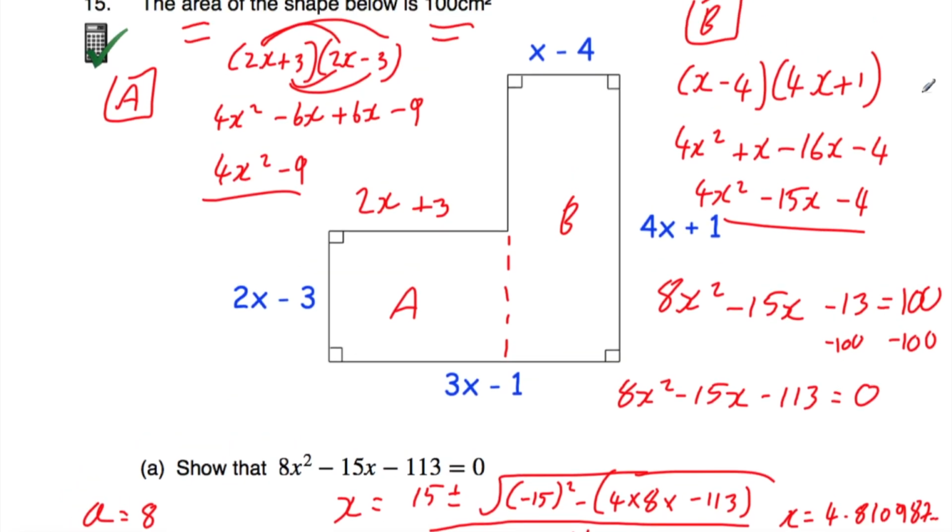So let's go back up to the shape. And we want to find an expression for the perimeter. So I'm just going to write here perimeter. It's getting a bit messy here. And so this is the perimeter. And let's find an expression for the perimeter. So we need to find this length to begin with.